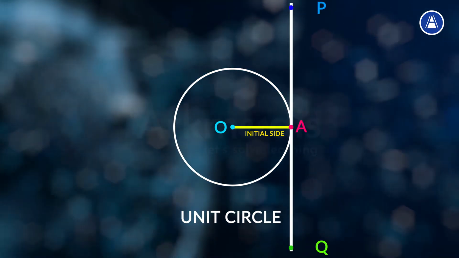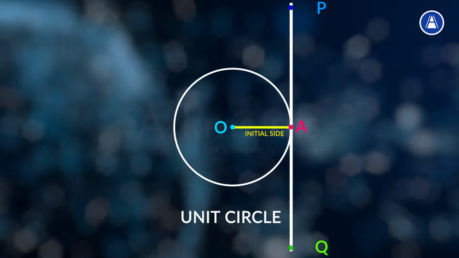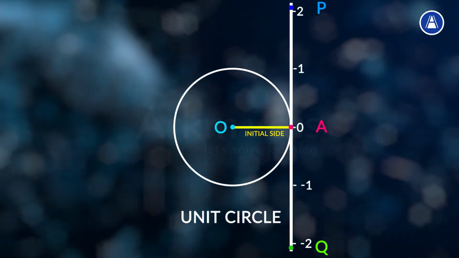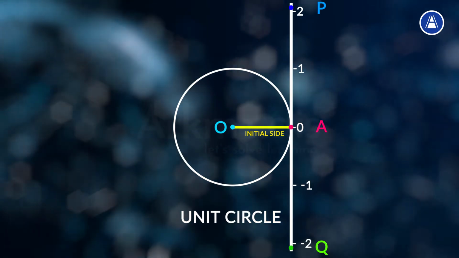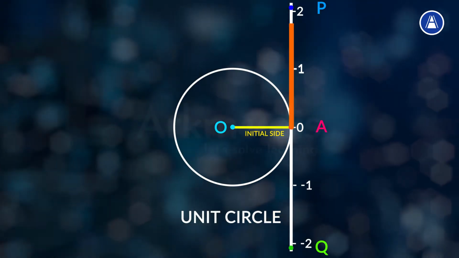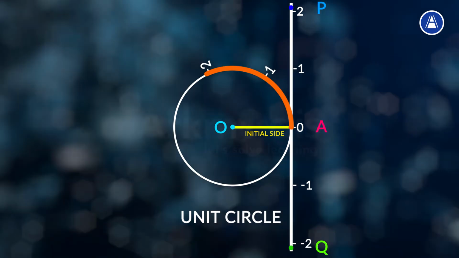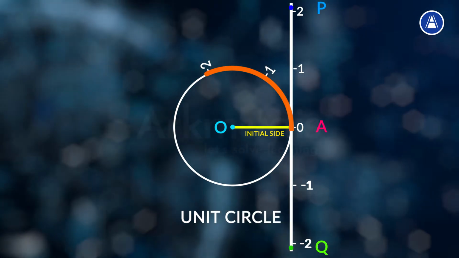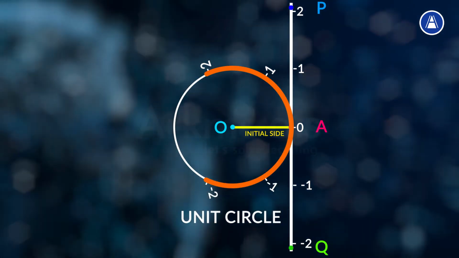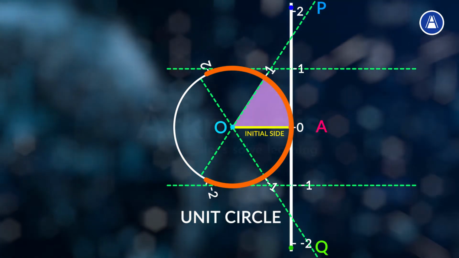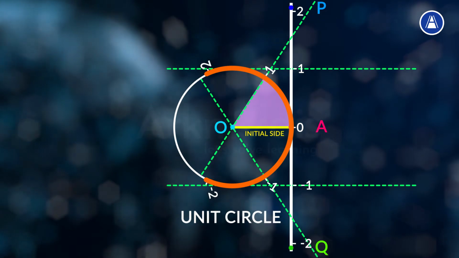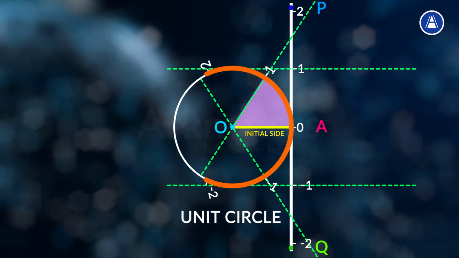Consider the line PAQ which is tangent to the circle at A. Let the point A represent real number 0. AP represents positive real numbers and AQ represents negative real numbers. If we rope the line AP in anti-clockwise direction along the circle and AQ in the clockwise direction, then every real number corresponds to a radian measure and conversely. Thus, radian measures and real numbers can be considered one and the same.